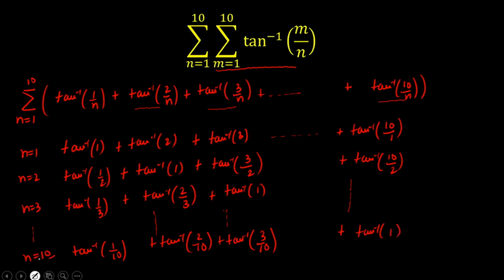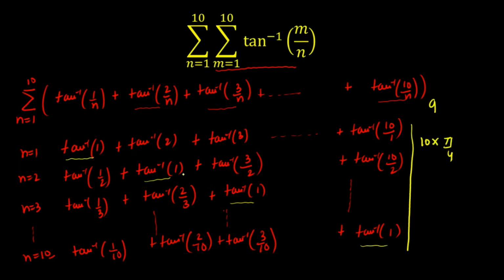Now we have to calculate the sum of the 100 elements here. If you observe the diagonal elements, all the diagonal elements are tan inverse 1. So in total we have 10 diagonal elements. Tan inverse of 1 is pi by 4, so the 10 diagonal elements are individually equal to pi by 4. Out of 100 elements, we have calculated for 10 elements. The remaining 90 elements I have to sum.